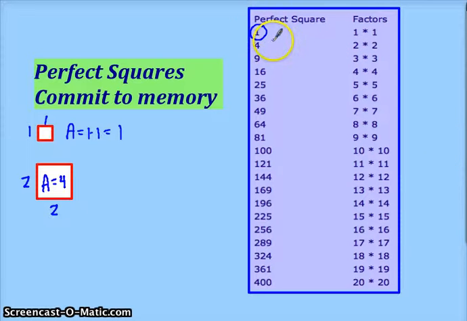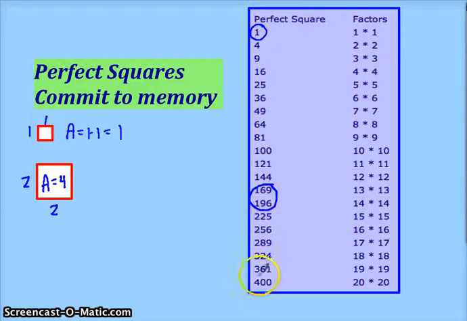You should commit to memory at least the first 20 perfect squares: 1, 4, 9, 16, 25, 36, 49, 64, 81, and so on. Again, 144 is 12 times 12, not so bad. I think a lot of you can do that in your head. 169 and 196: how to remember that is, you have 69 here, and then just reverse the digits for 96.